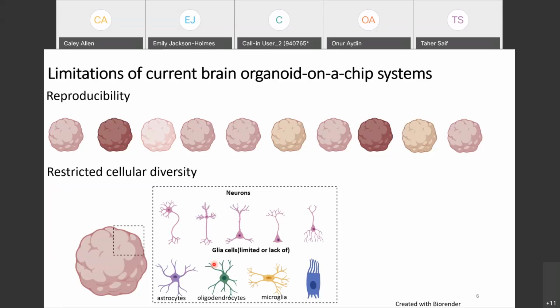So I'm going to talk about how assembloid systems can help in addressing these limitations. I'm not giving an exhaustive list of the potential of these systems, but these are just a few examples to get us started on thinking and talking about how these assembloid systems could be useful.